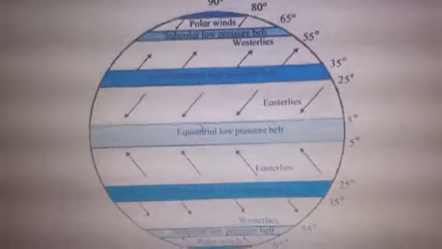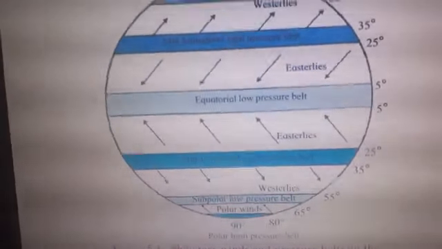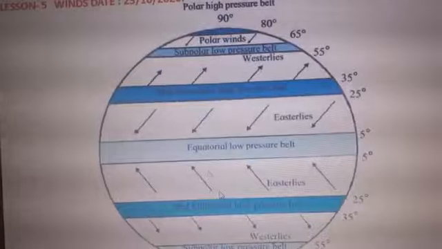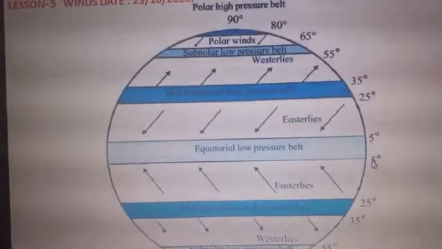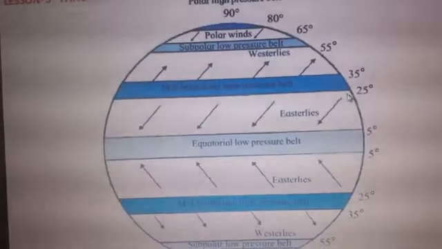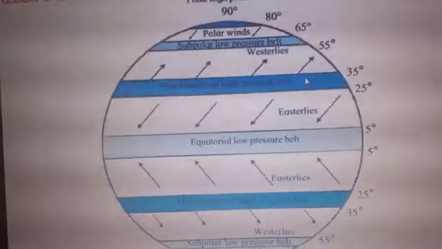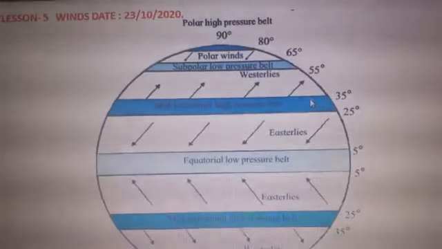See, this is the diagram of planetary winds and pressure belts on the earth. Here you can see the equatorial low pressure belt between 5 degrees north and 5 degrees south. Then we have the 25 to 35 degrees mid-latitudinal high pressure belt. We have it in the southern hemisphere too.